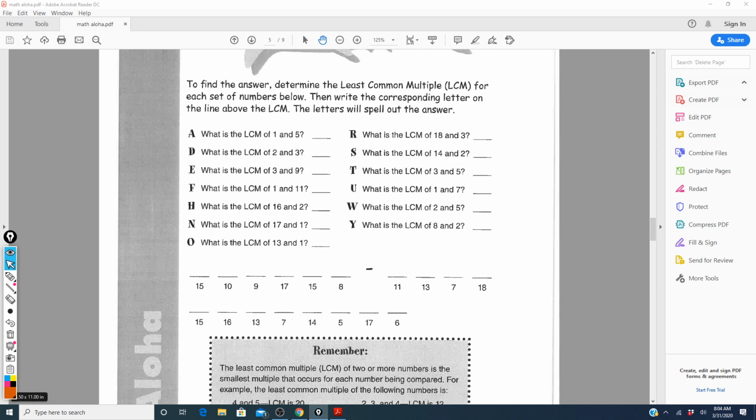So let me change the color here. Let's start with one that'll make a little bit of sense. Let's go right at the top with A. So what's the least common multiple of one and 5?